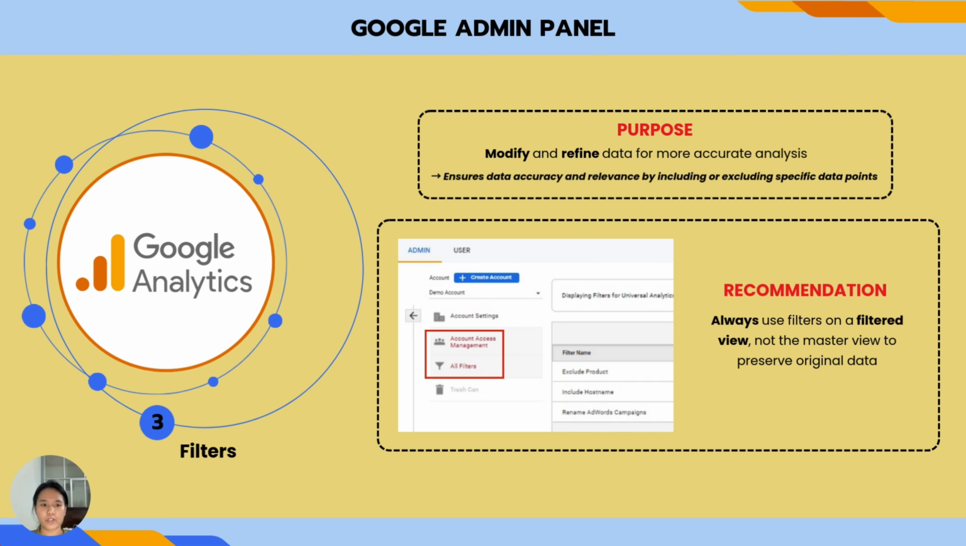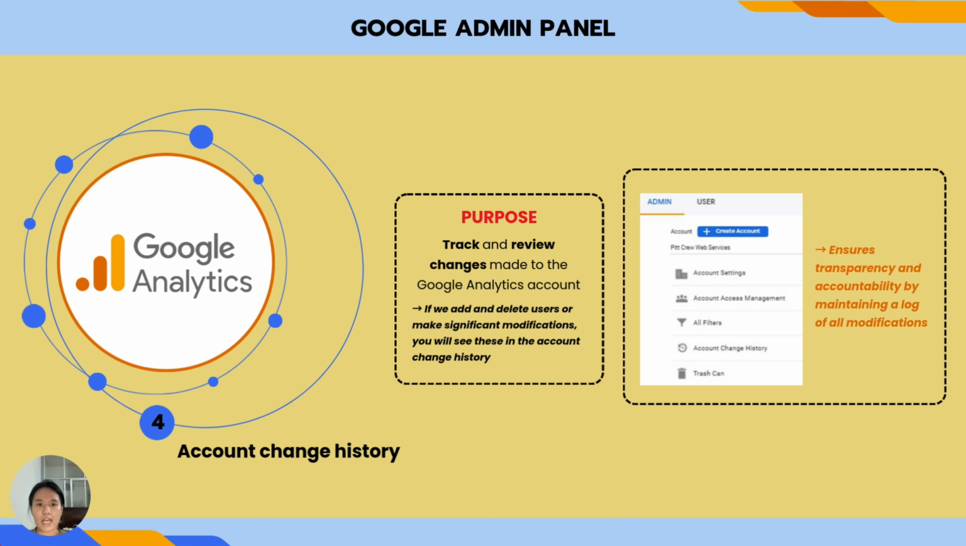Next, we talk about filters. Filters help remove irrelevant data like internal staff traffic. Always apply filters to a test view first to avoid losing raw data permanently. Next, we talk about change history. If something breaks or looks suspicious, you can check change history to see who modified what.